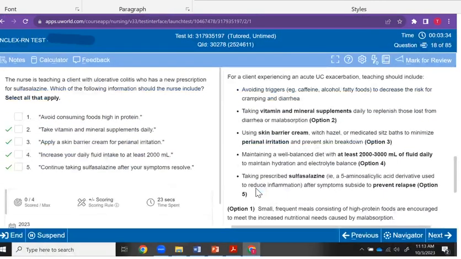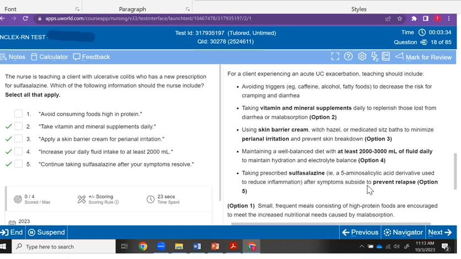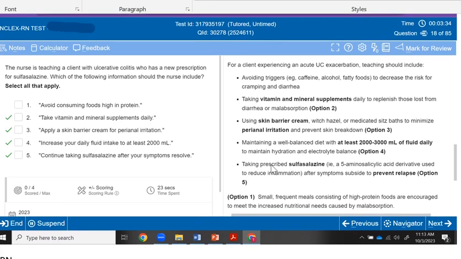If we go down here, it just says use skin barrier cream. We could use witch hazel or sitz bath just to prevent skin breakdown. And then we want to maintain a well-balanced diet, 2,000 to 3,000 mils of fluid daily, and that helps with hydration and electrolyte balance. We got to have vitamin and mineral here daily to replenish those lost from the diarrhea and the malabsorption. And then it says take prescribed sulfasalazine.